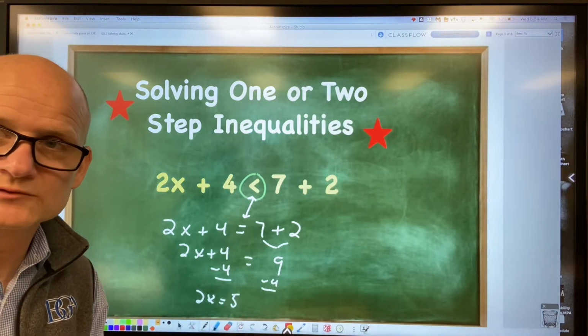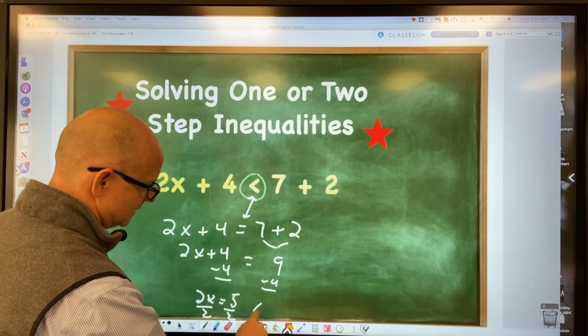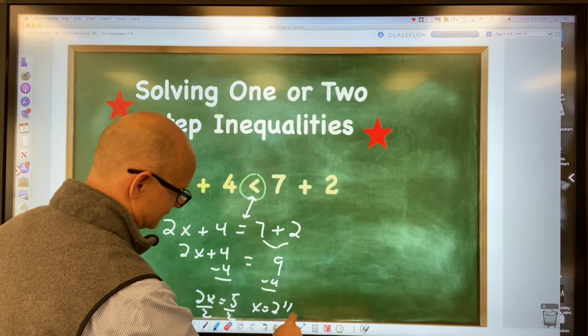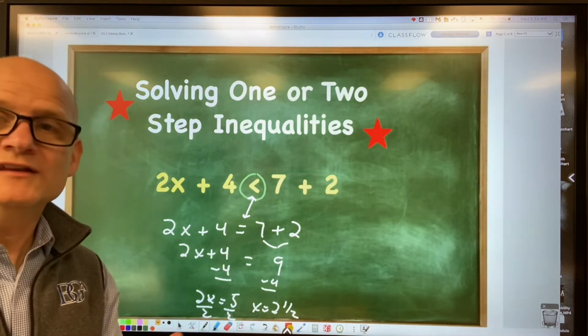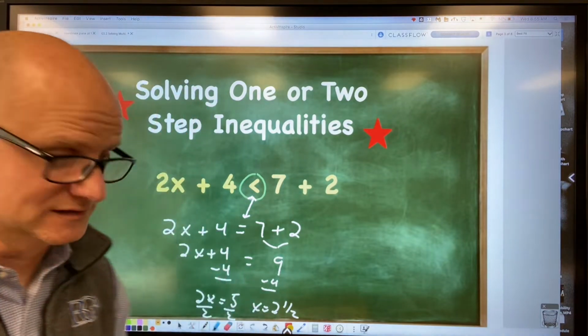And then you would divide by 2, right? I have 2 times what is 5? We'll do the opposite, divide by 2, divide by 2. And you get x equals 2 1/2, all right? So solving this inequality, you're gonna follow the exact same process.